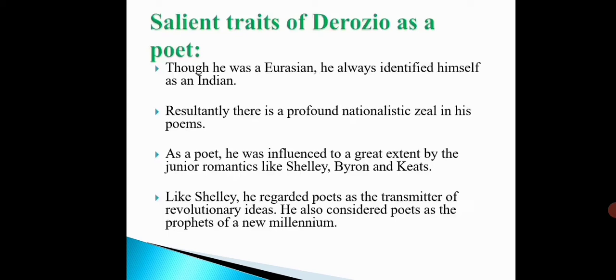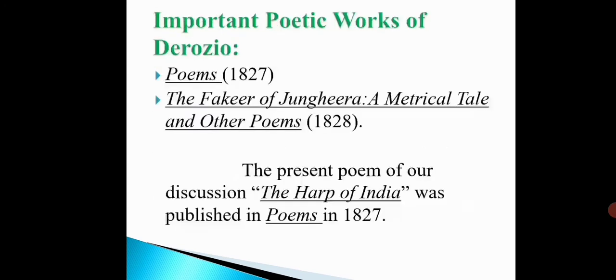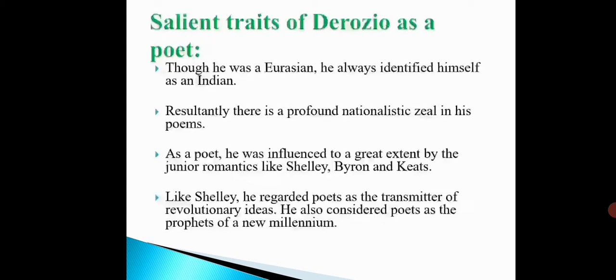Now, coming to Derozio's poetic career, we find that Derozio published 2 important poetic volumes. The first volume is named Poems, and it was published in 1827, and the second volume is titled The Fakir of Jungheera, a Metrical Tale and Other Poems, and it was published in 1828. Now our present poem of discussion, The Harp of India, was published in the volume entitled Poems in 1827.